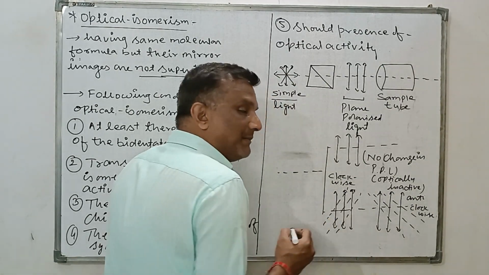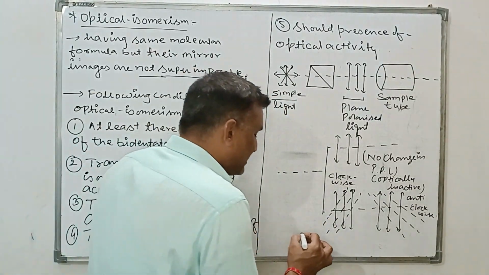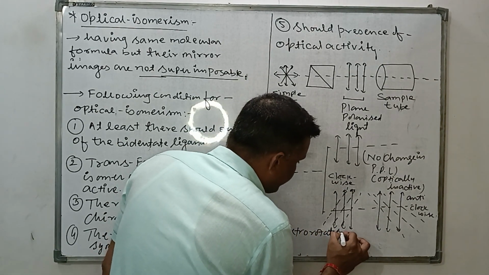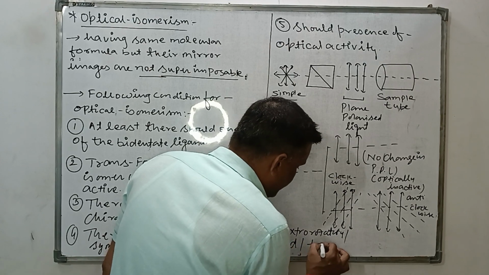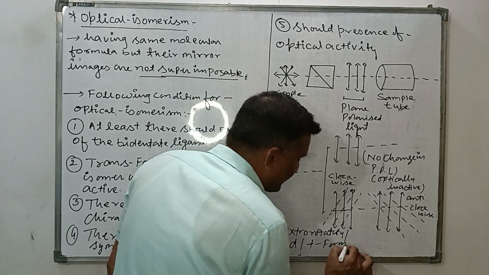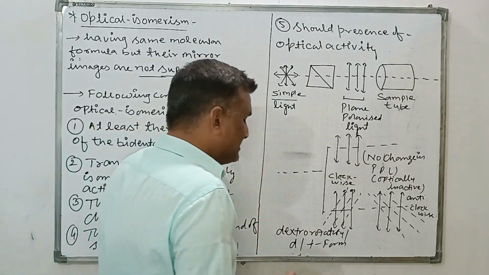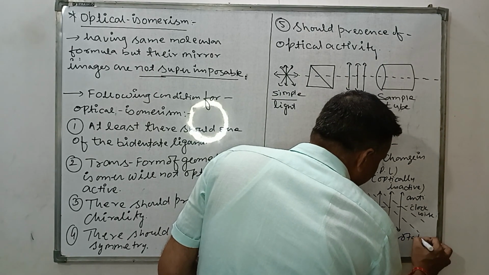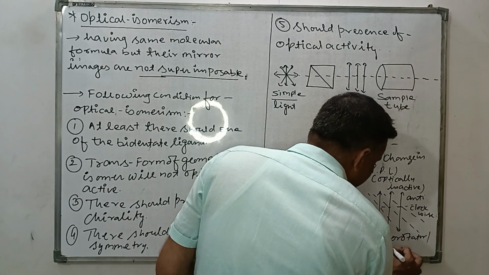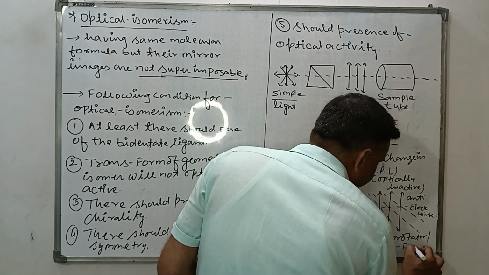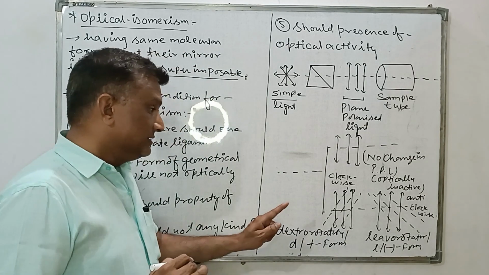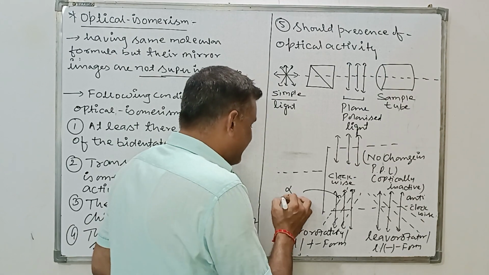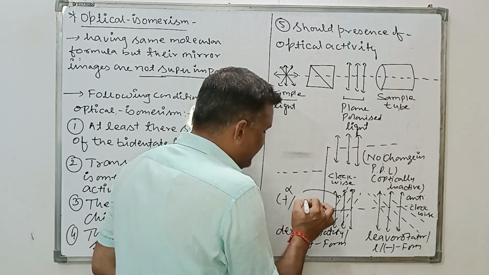Then if the compound rotates the plane polarized light in clockwise direction, then that is called dextrorotatory or D or plus form. And if it rotates in anti-clockwise direction, then that is called levorotatory form, or L form, or you can say minus form also. The rotation angle will be alpha. For dextrorotatory it will be positive, and for levorotatory it will be negative.